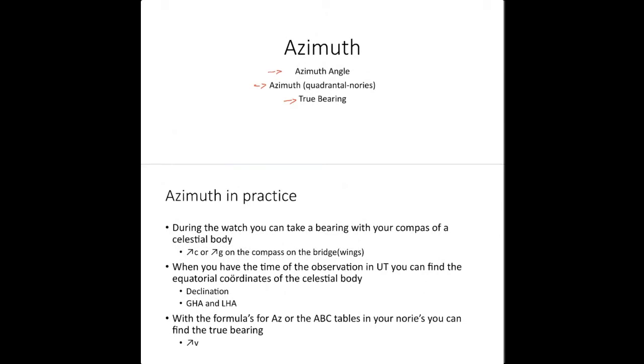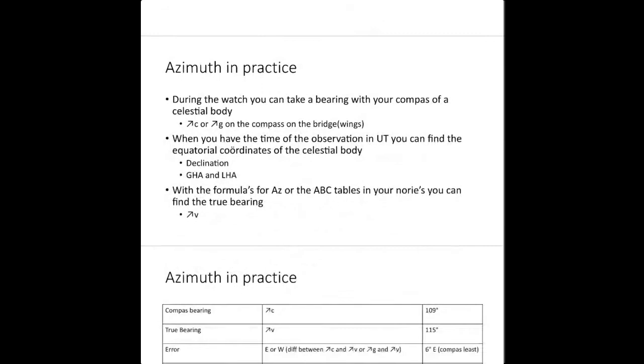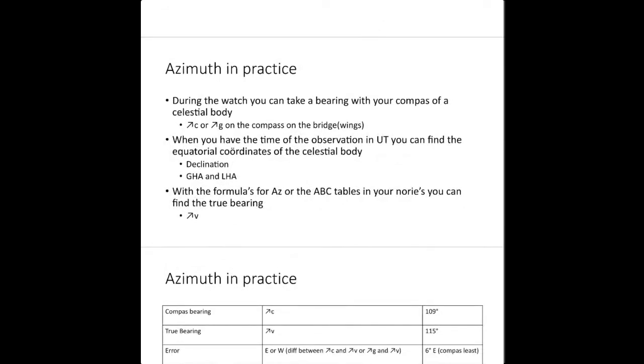I'm sure you've all already calculated an azimuth when you were on the dart. Maybe this is a long time ago, but it will quickly get back to you. So azimuth in practice, why do we use the azimuth? Because during the watch, you can take a bearing of the celestial body with your compass. It can be either a compass bearing or a gyro bearing, depending on what kind of repeaters you have on the bridge wings. Is it a repeater of the magnetic compass or of the gyro compass?